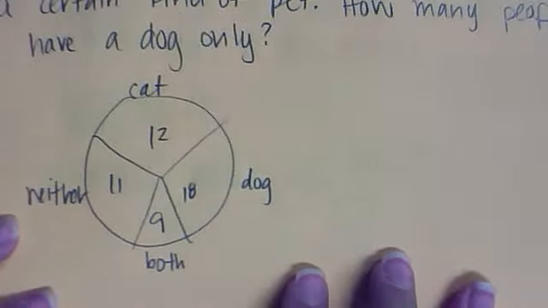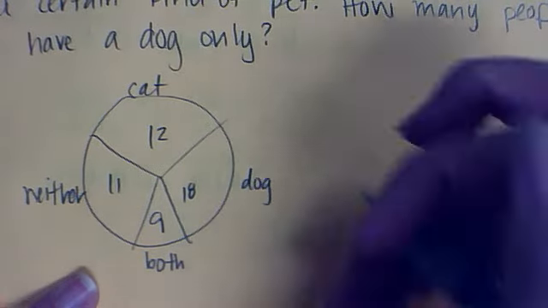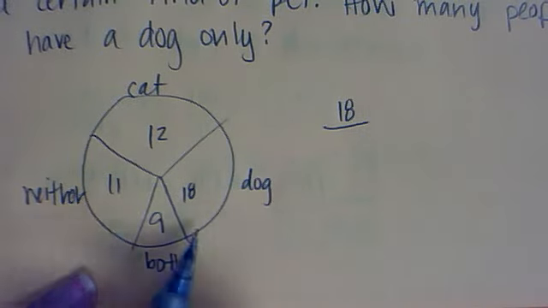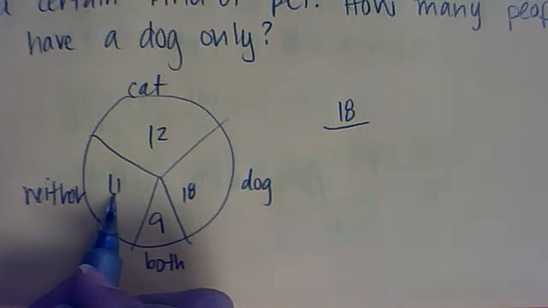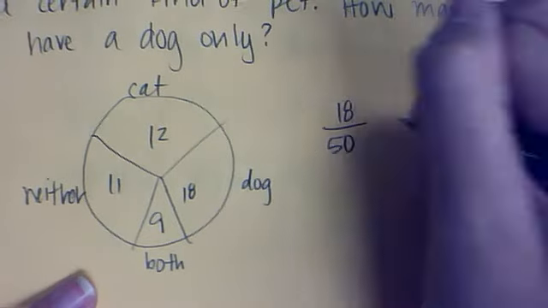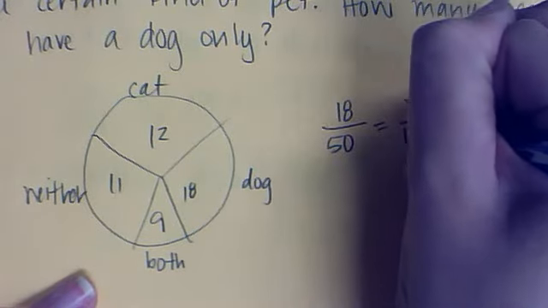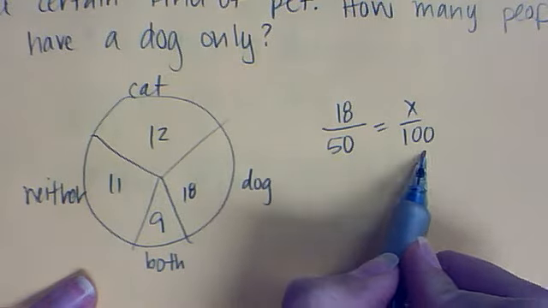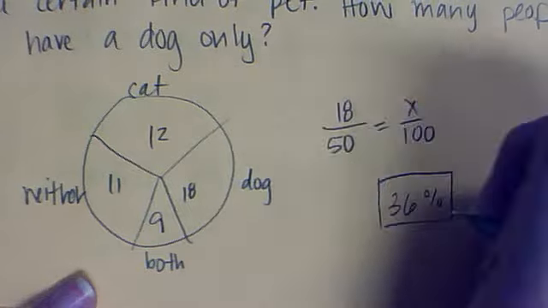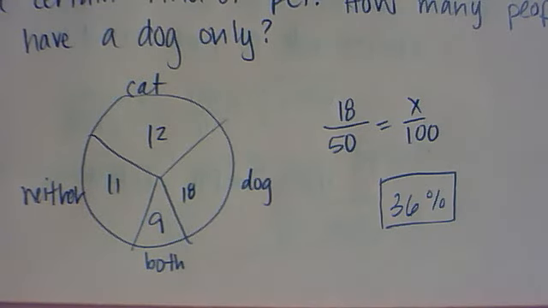To figure out what percentage of people have a dog, we know that 18 people do. Out of how many total are there? Well, 18 and 12 makes 30, plus 11 is 41, plus 9 is 50. So we have 18 over 50 equals x over 100. 18 times 100 divided by 50 is 36%. So 36% of people have a dog only.